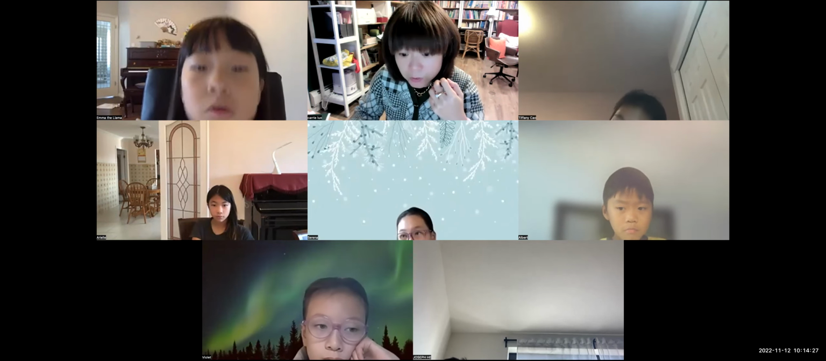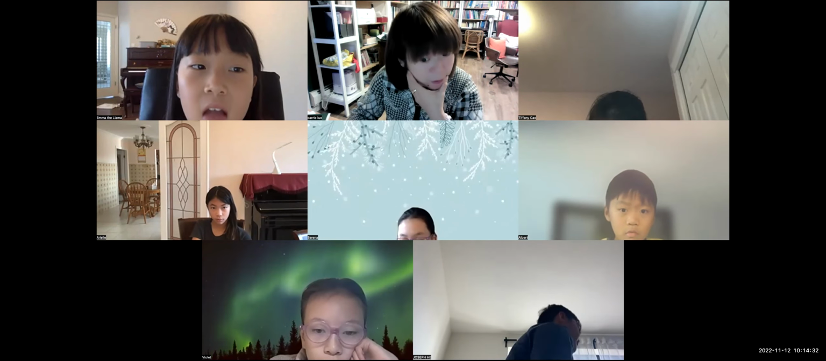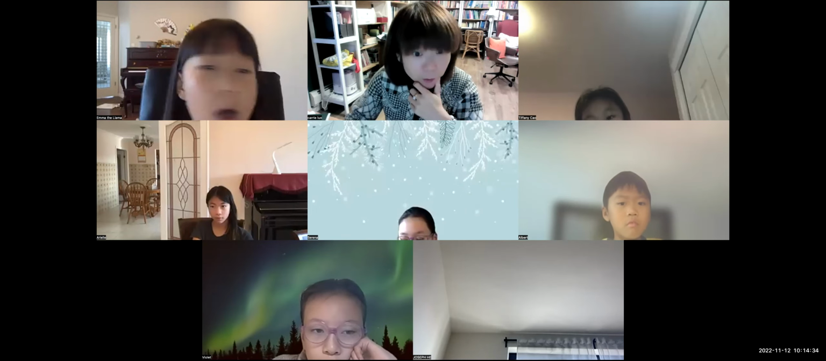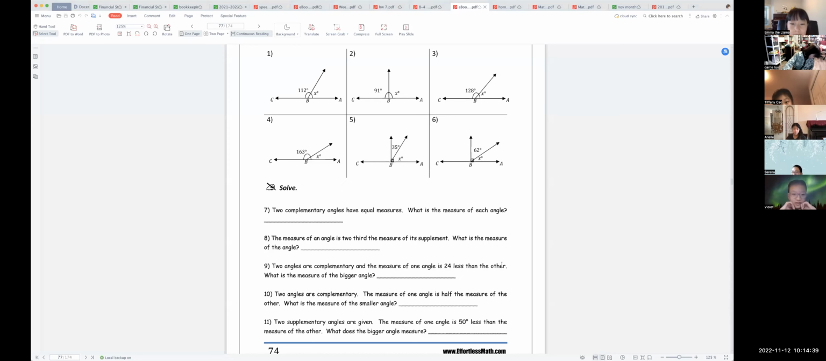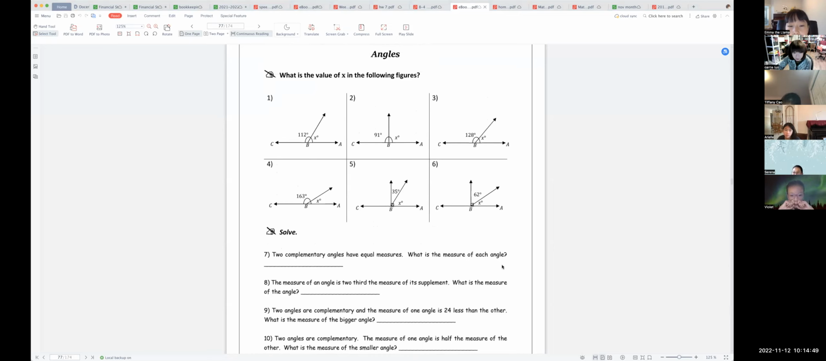We have learned the complementary angle and the supplementary angle. Do you still remember that? Yes, no? Okay, so we need to review it. So we have learned what is complementary angle and supplementary angle. When two angles add together to equal 180, we call these two angles supplementary. When two angles add together to equal 90, then we say these two angles are complementary.